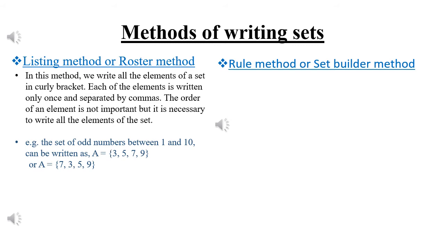Now again here the arrangement of the numbers, the placing is not important. I can start writing from 9, then 3, then 5, 7, or I can start writing with 5, 3. So I can interchange the placing of the numbers, that is not a problem. But the elements have to be same. Now one more thing in this method, I cannot repeat the same element twice.